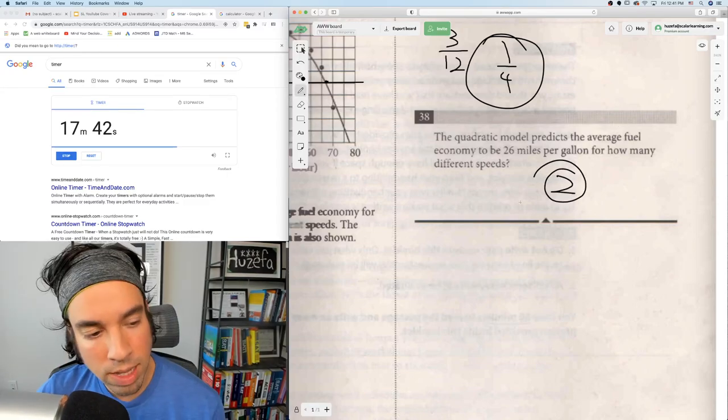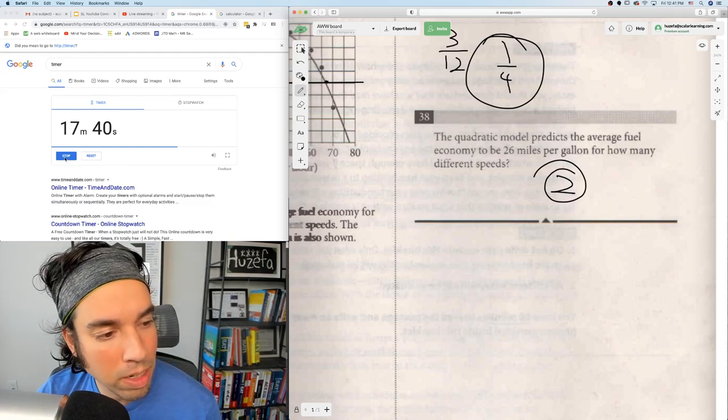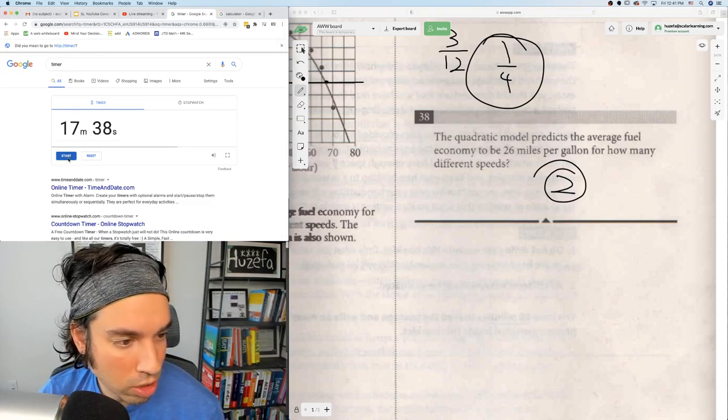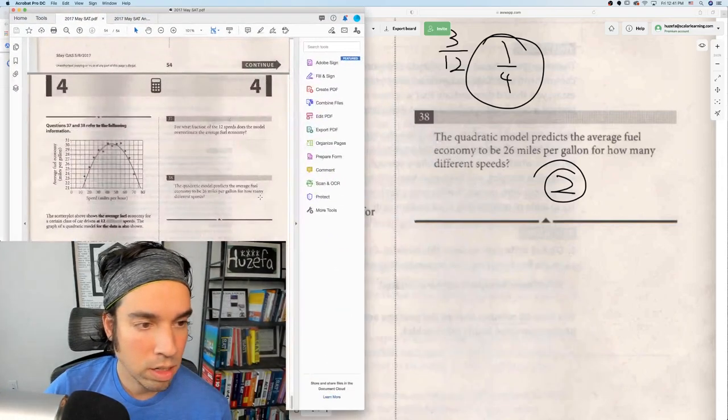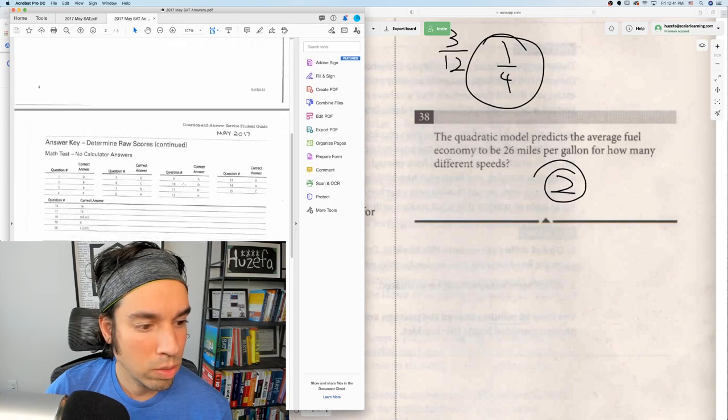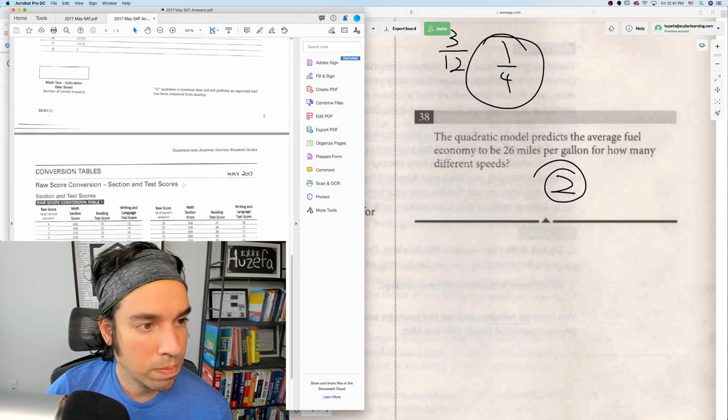We are done. We finished with a lot of time. 17 minutes. Doesn't necessarily mean I crushed it, right? We got to double check the answers first. But it felt like a pretty reasonable test, minus the ones that I couldn't really read. But hold on.